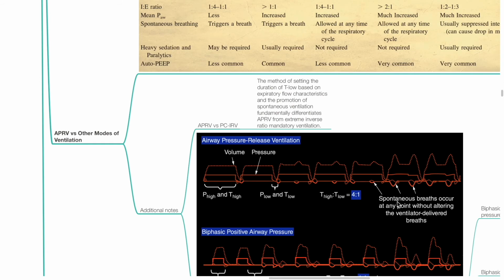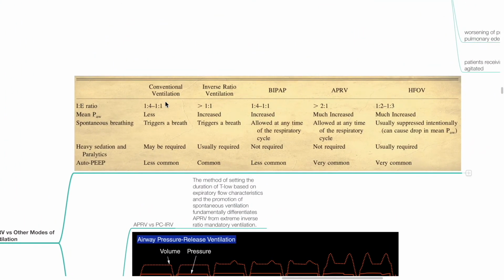APRV versus other modes of ventilation. For IE ratio, in conventional ventilation, it is typically 1 to 4 to 1 to 1. For inverse ratio ventilation, it is more than 1 to 1. For BiPAP, it is 1 to 4 to 1 to 1. For APRV, it is typically more than 2 to 1. For HFOV, it is 1 to 2 to 1 to 3.